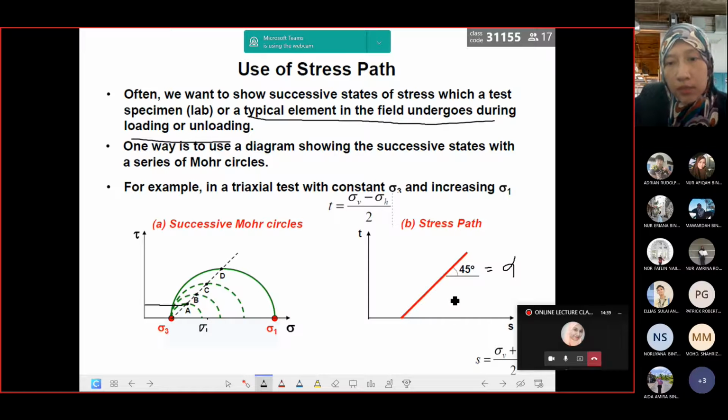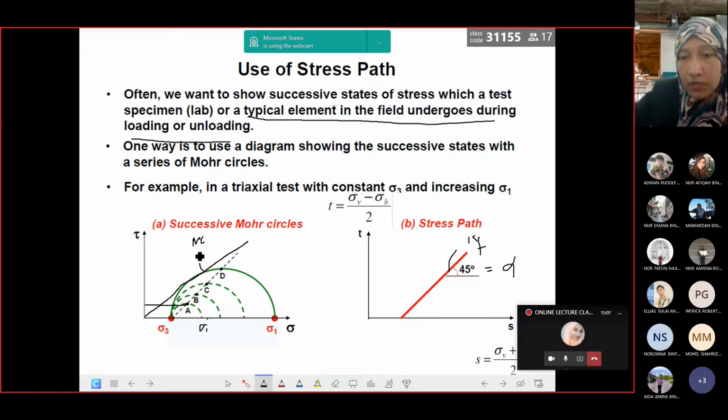Sama ada you present it dalam bentuk Mohr circle ataupun you present it dalam bentuk stress path. So the stress path here can also show you the failure line ataupun kita panggil sebagai stress path failure line, KF. So kat sini dia ada KF. Failure envelope yang mana you ambil tangent kepada setiap circle tu, that is the Mohr circle failure envelope.